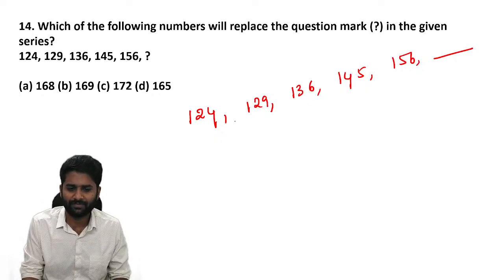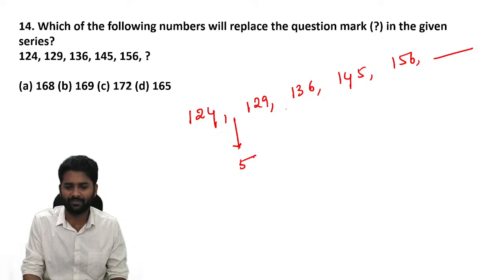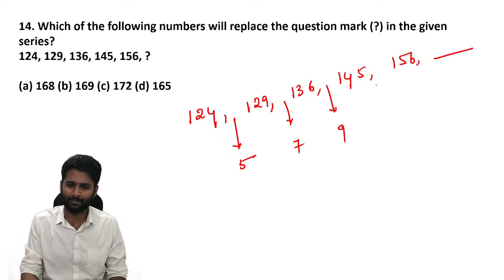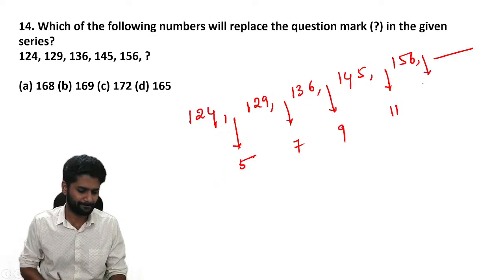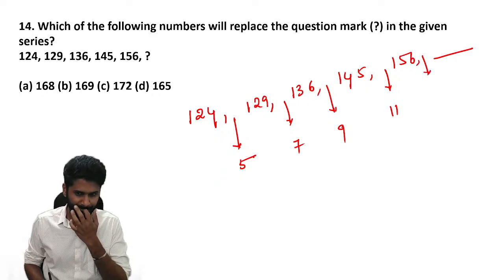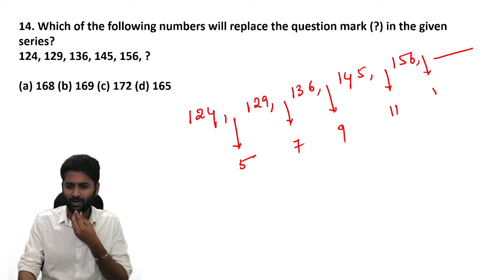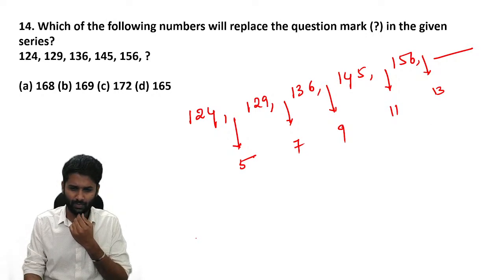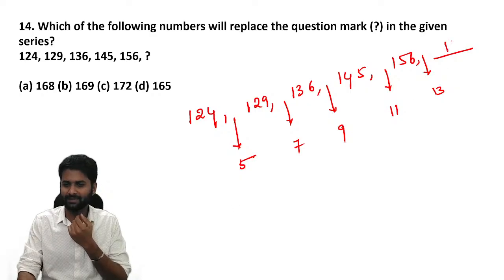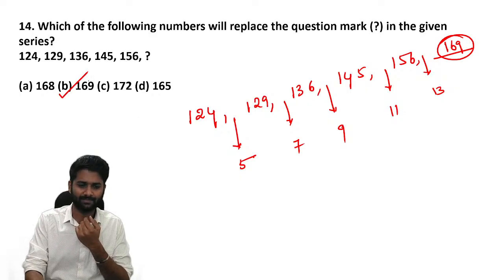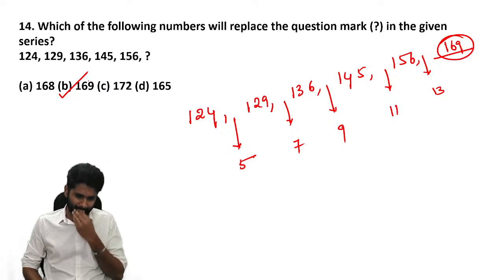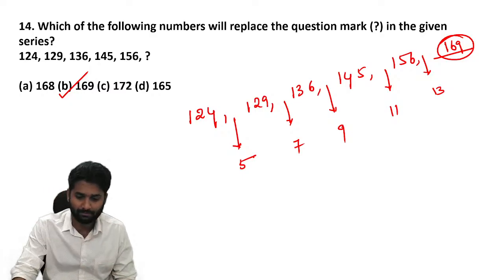So you can see the difference from number to number. Here it's 5 units, then 7 units. The difference between these two numbers is 9, and the next difference is 11. So what about the next difference? All are odd numbers, right? 5, 7, 9, 11, 13. Now the answer becomes 169, which is the correct answer. Next.